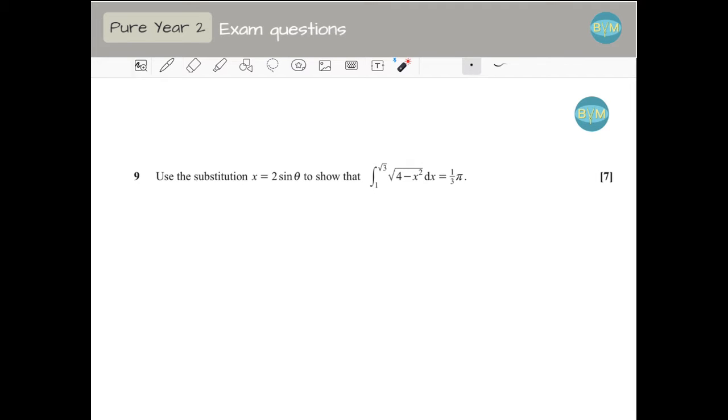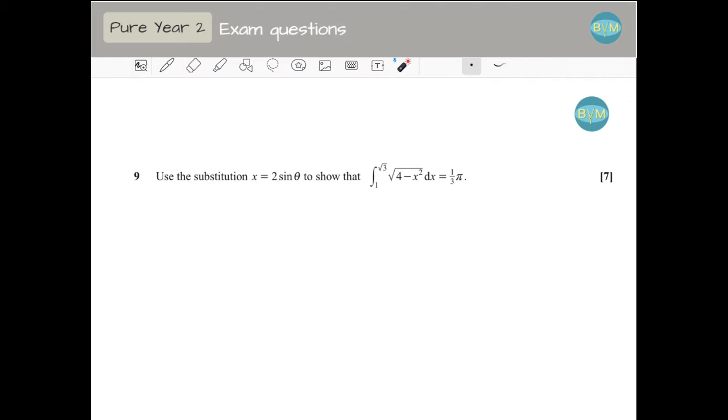Hello, this is question 9 on your June 2022 paper 1 from OCR. It's just a line, a question that is just a line, so it's a bit intimidating, and it's 7 marks. So we have to solve this integral. They give us the answer and they give us the substitution. If they don't give us the substitution, it's quite hard.